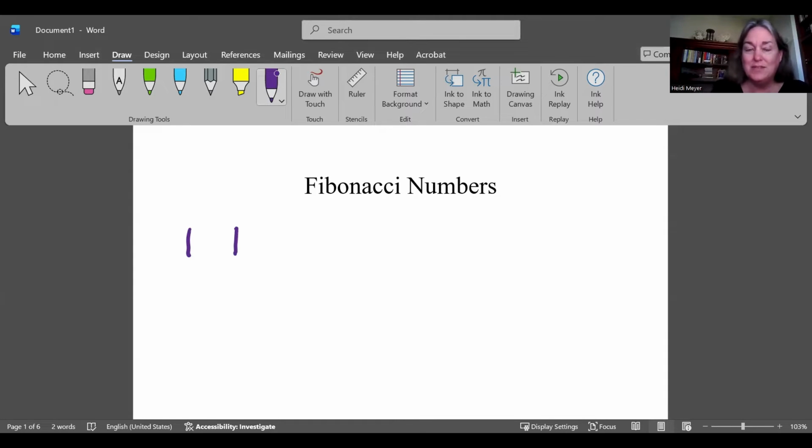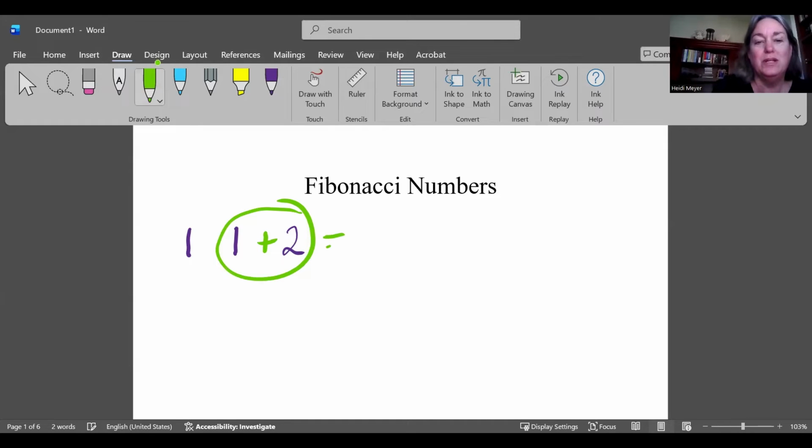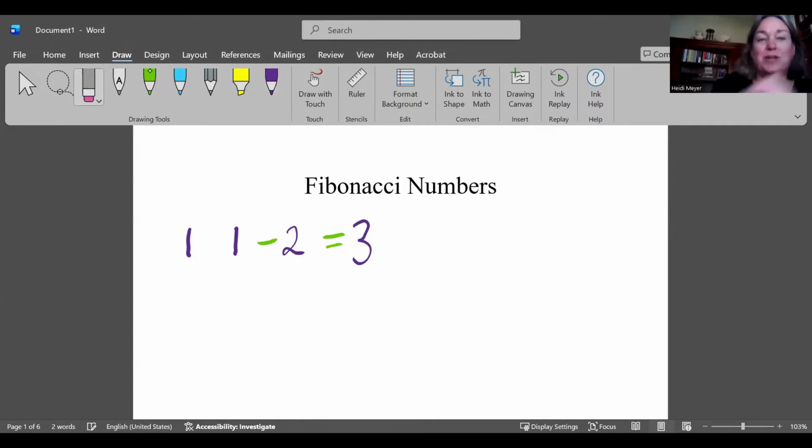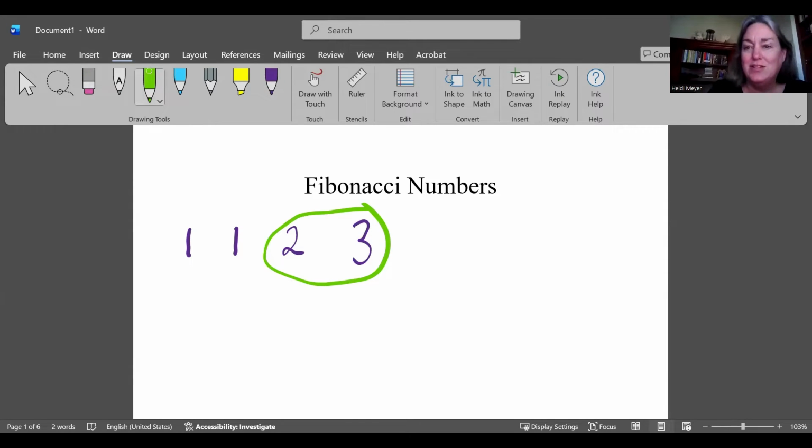And then to find the rest of the numbers, what you do is you add 1 plus 1, and 1 plus 1 equals 2. And then you keep going down the line to find the next one. You add 1 plus 2, and 1 plus 2 equals 3. And then to find the next one, guess what you do? You add the last two you just got, you add them up, and that equals 5. And you just keep going like that.